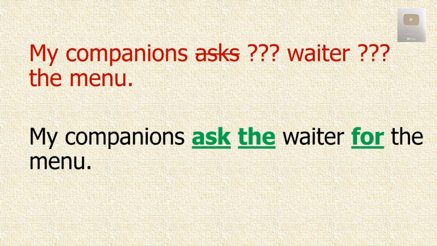My companions ask. Then waiter requires a singular common noun, requires an article. Therefore, we say the waiter. Now, the waiter is already there. You require a preposition for the next noun. So, preposition is missing. You say for the menu. The correct answer is my companions ask the waiter for the menu.